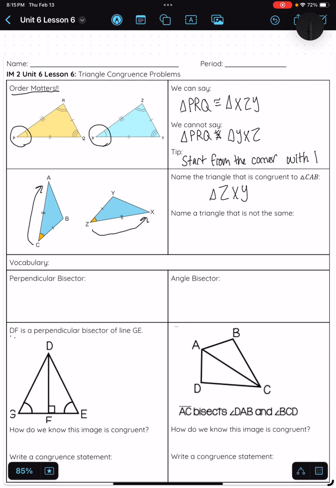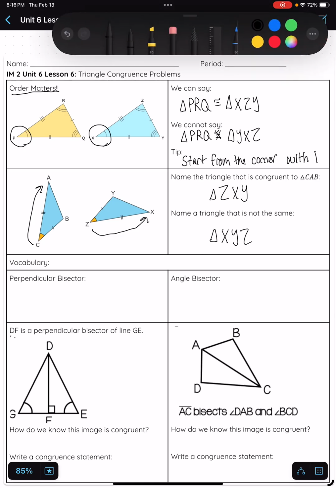So ZXY is congruent to CAB, and now one that's not congruent, there are lots of different answers here, I'm going to say XYZ. There are some questions on the practice test where the order is really important, so you have to pay attention. If you're doing the practice test, draw it out on paper, use a marker, and draw little arrows like I did. Okay, so that's the first part of this lesson.